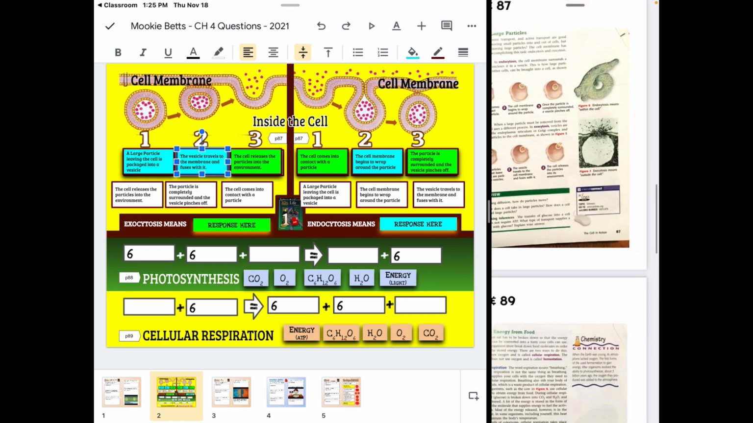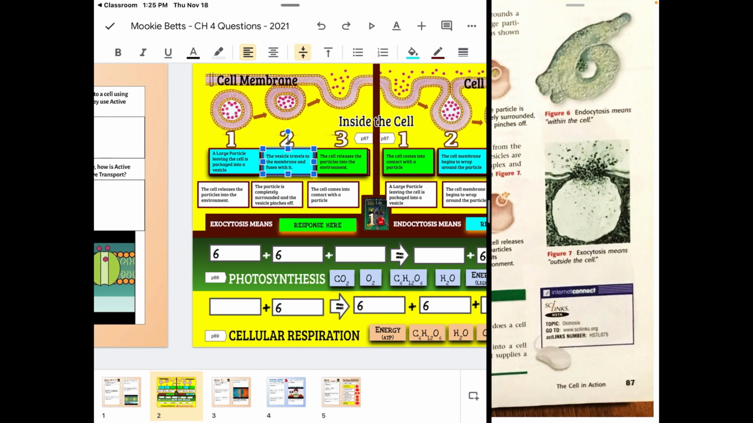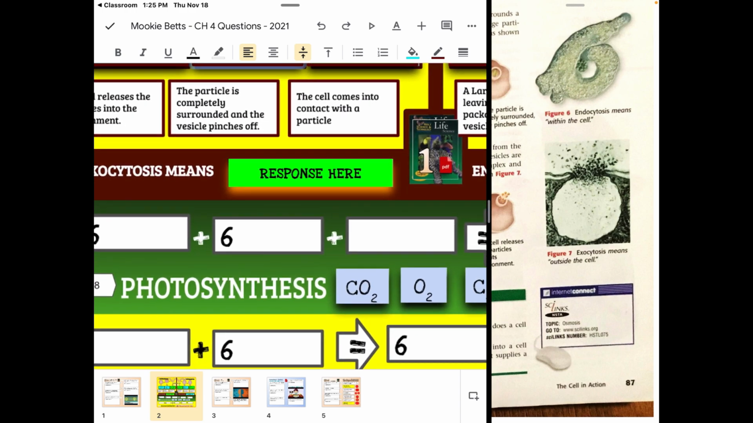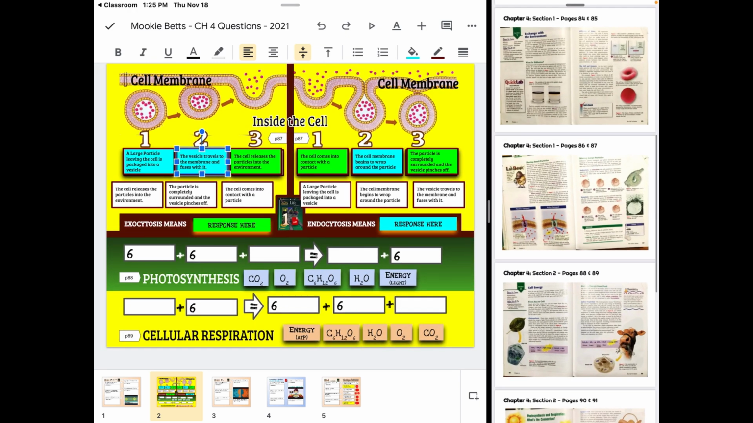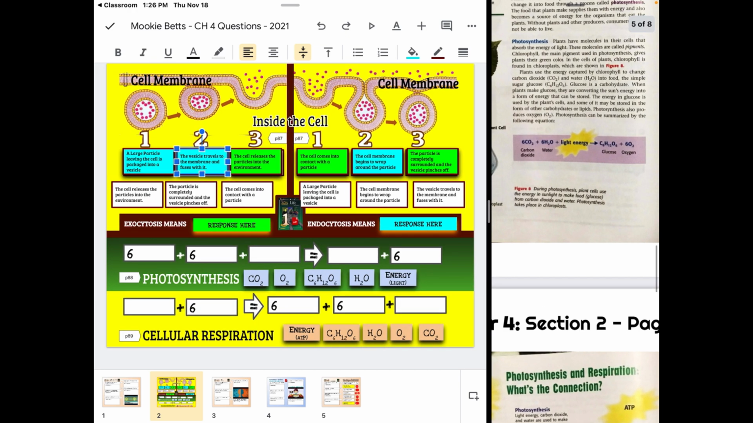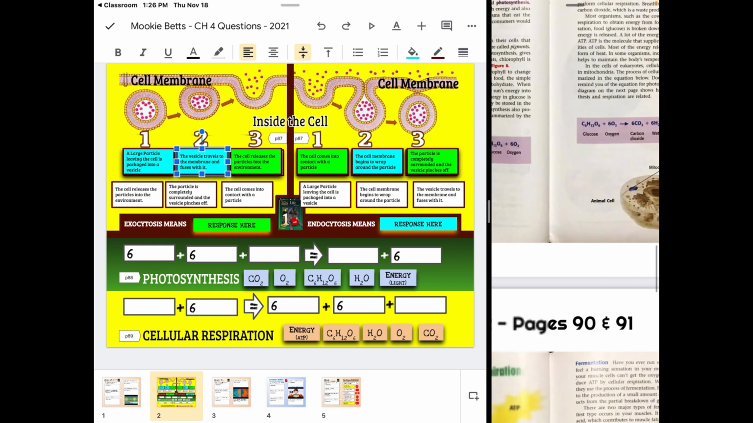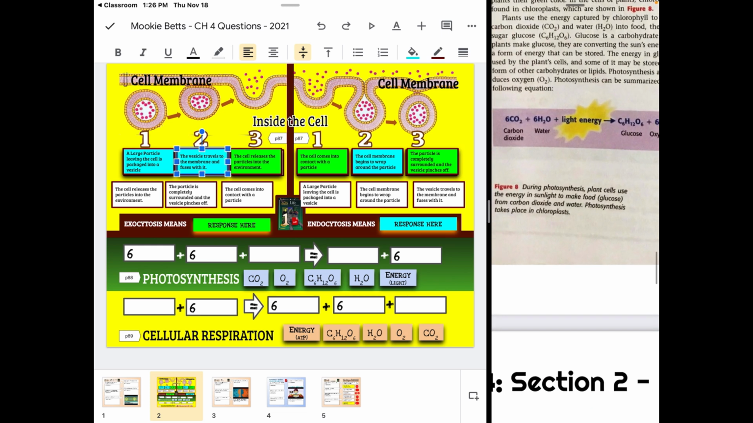To figure out what they mean, we can read the pictures. So exocytosis means, and we would write that here, and endocytosis means, and we would write that here. For the equations, on the next page, we have photosynthesis and respiration. We just got to move the parts into the equation. So these parts should work better. So photosynthesis, 6 CO2 and 6 H2O plus energy can equal 1 giant big sugar and 6 oxygen.